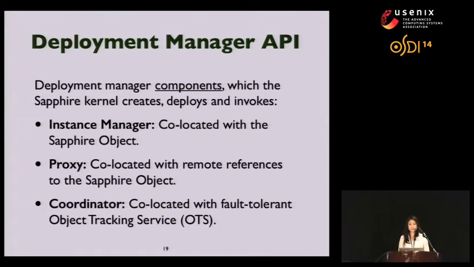Every deployment manager consists of 3 component types, which are entirely instantiated, distributed, and run by the kernel. The first type is the instance manager. The kernel always creates the instance manager with the Sapphire object. It invokes the instance manager to do server-side things, like handling RPC or synchronizing replicas. The proxy component is always created with remote references to the Sapphire object. And the kernel invokes the proxy for client-side tasks, like client-side caching and routing RPC.